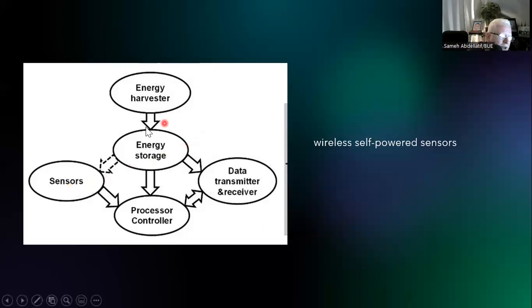Then we have a controller. You can call it a controller, you can call it an embedded system, you can call it an intelligent point, where you can manage the data coming from the sensor to be then transmitted over either an RF transmission, maybe an optical transmission or whatever. And this block illustrates the wireless part in our sensor.